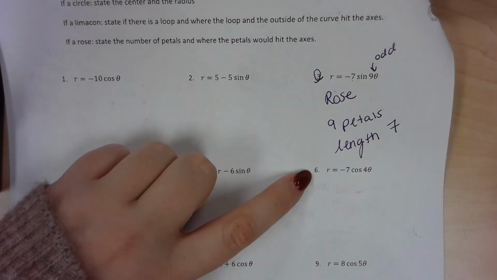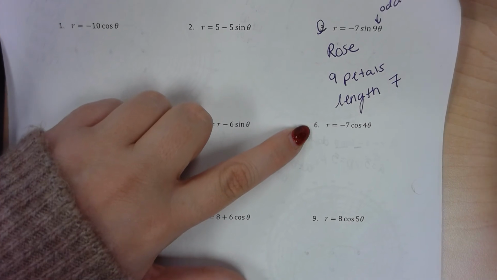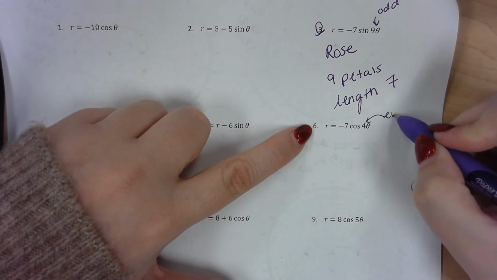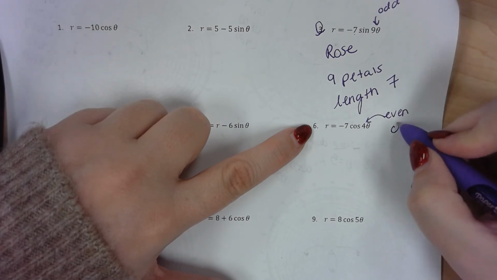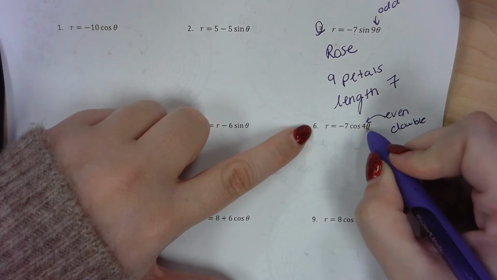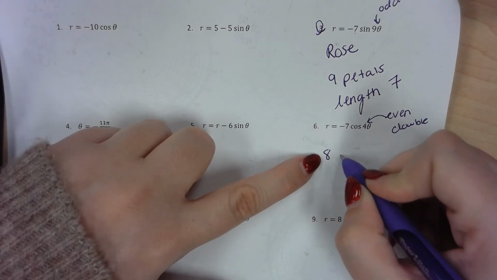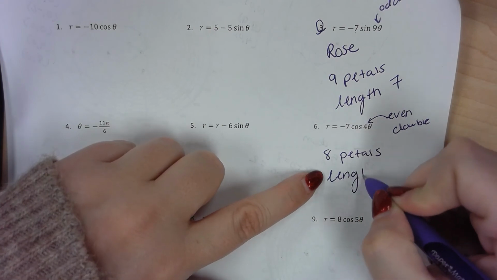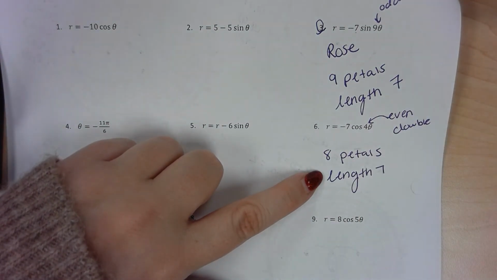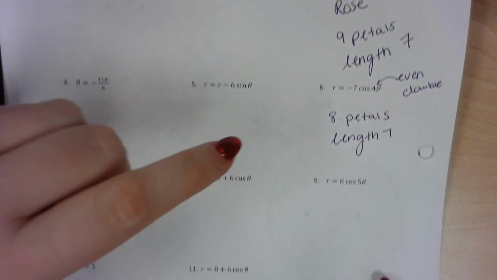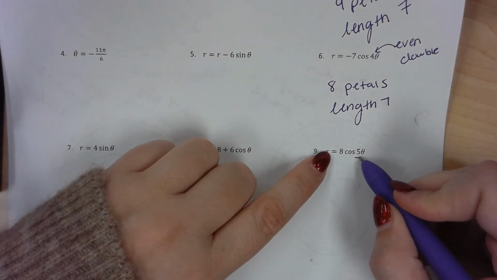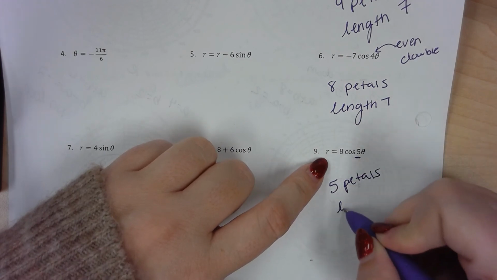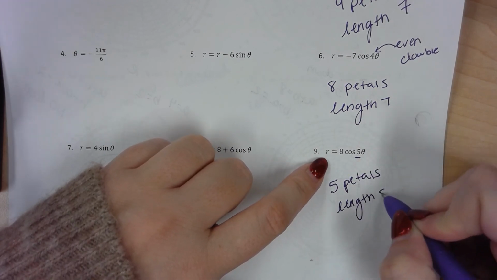Number 6 is another example of a rose. So in this problem we have a rose. This is even this time, so when we have even, we have double the amount. So if this is a 4, that means we have 8 petals with a length of 7. So then number 9, because 5 is odd, we would have 5 petals with a length of 8.